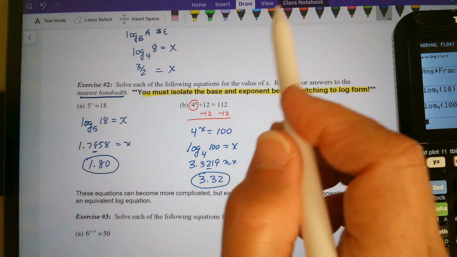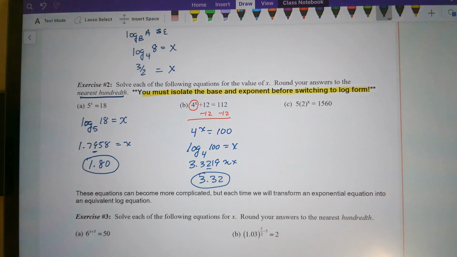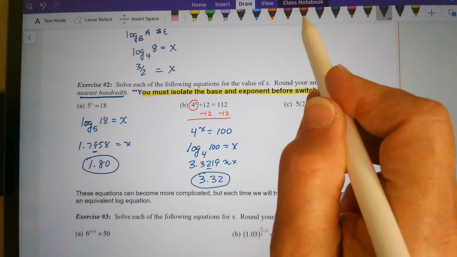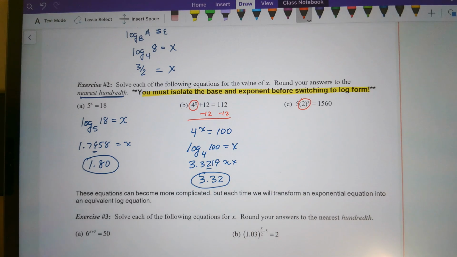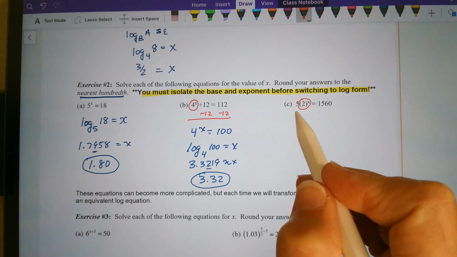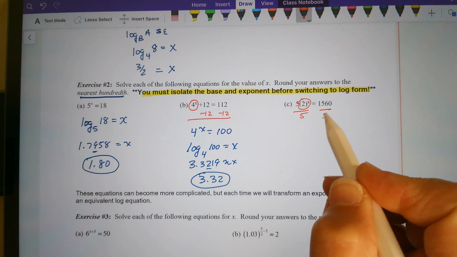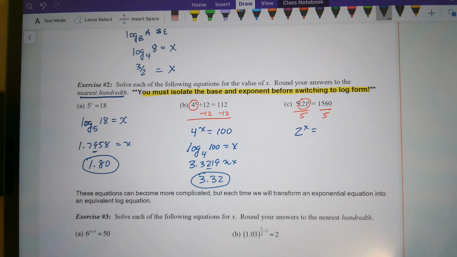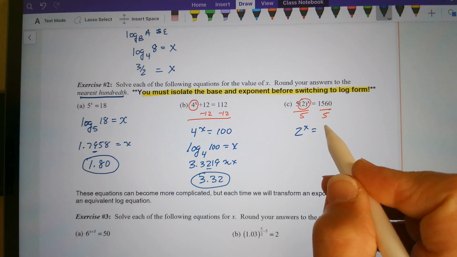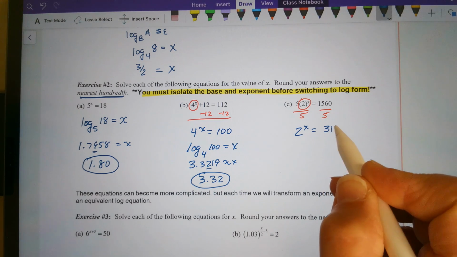Again, our base and exponent need to be by themselves. So please circle 2 to the x. It has to be by itself. So our first thing we do here is we divide by 5. 2 to the x equals, I think that's 312.